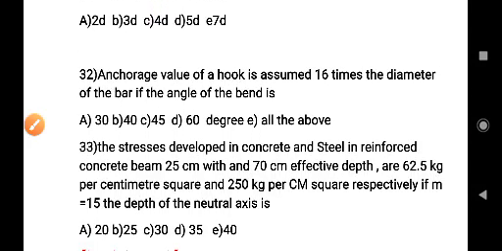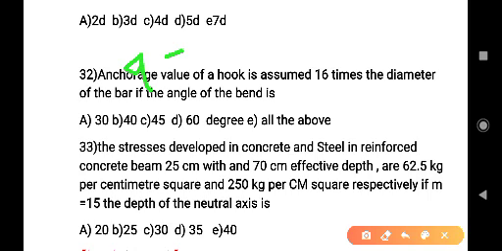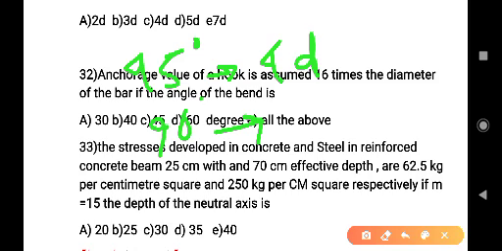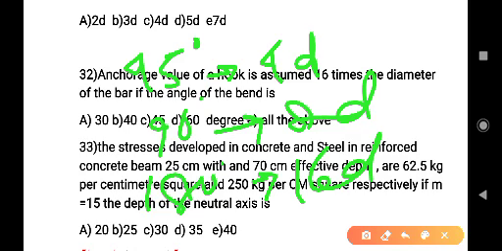Question number 32. Anchorage value of a hook is assumed 16 times the diameter of the bar if the angle of the bend is... for 45 degree we take 4d, for 90 degree this value is 8d, and for 180 degree it is 16d.